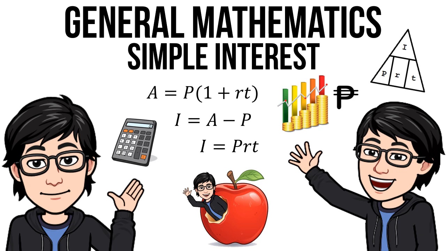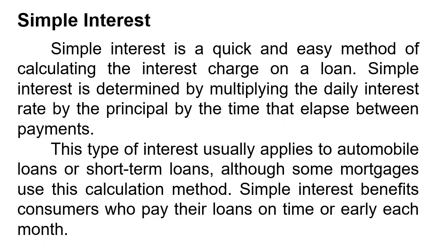In this session, we're going to discuss simple interest. Simple interest is a quick and easy method of calculating the interest charged on a loan. Simple interest is determined by multiplying the daily interest rate by the principal by the time that elapsed between payments. This type of interest usually applies to automobile loans or short-term loans, although some mortgages use this calculation method. Simple interest benefits consumers who pay their loans on time each month.